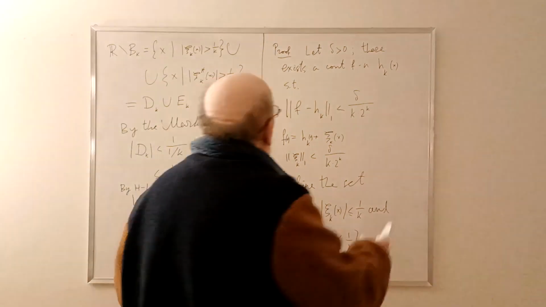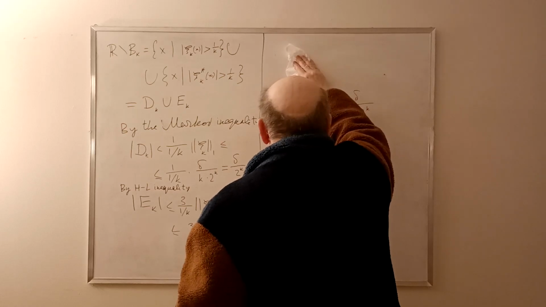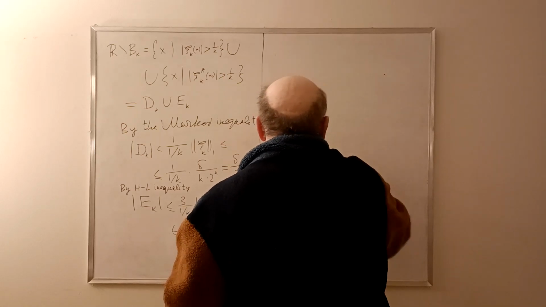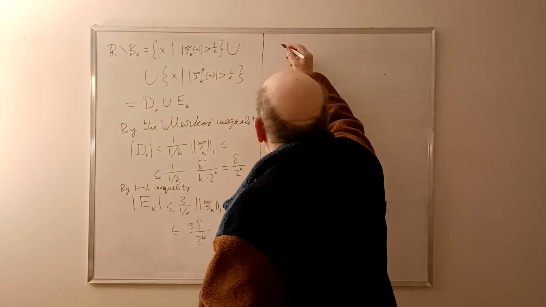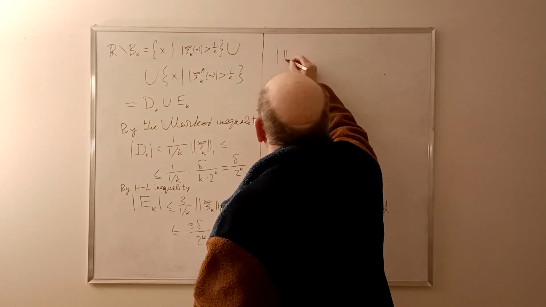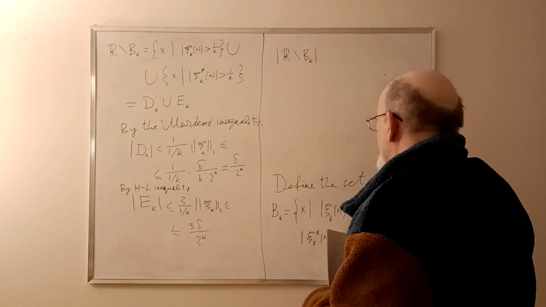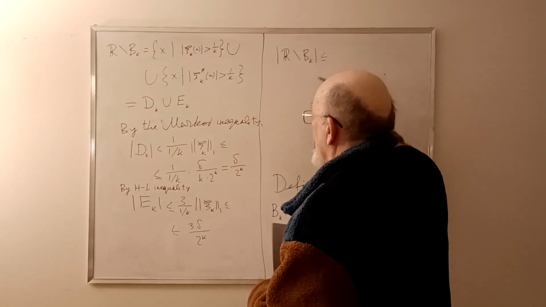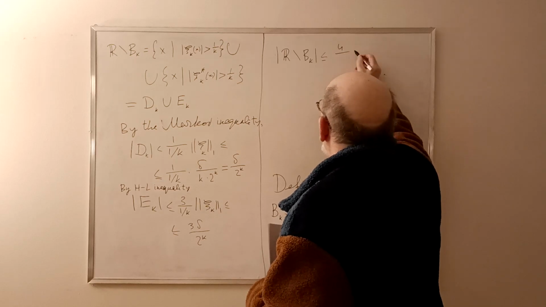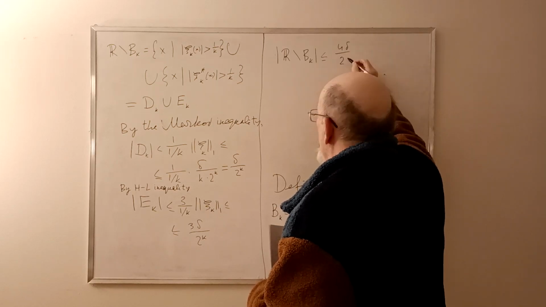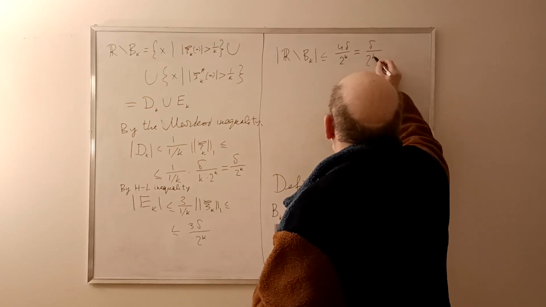And as a result, the measure of R minus Bk is less or equal than the sum of the measures of Dk and Ek, which is delta divided by 2 to the power k plus 3 delta divided by 2 to the power k, that is 4 delta divided by 2 to the power k, which is delta divided by 2 to the power k minus 2.